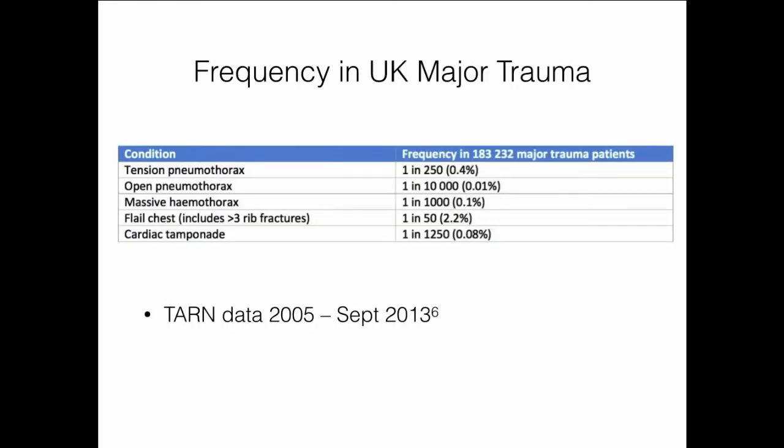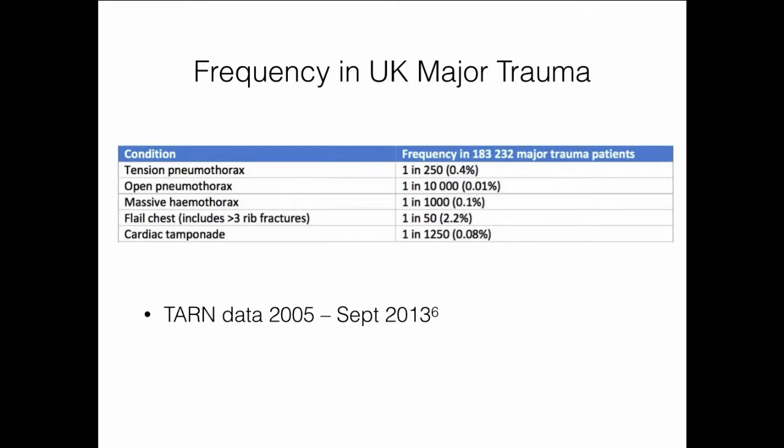With the TARN data, obviously we're looking at frequencies of chest injuries within UK major trauma, and the TARN data between 2005 and September 2013 suggests that out of every major trauma patient, so somebody with an injury severity score of greater than 15, 1 in 250, so 0.4%, pretty low, will suffer from a tension pneumothorax.